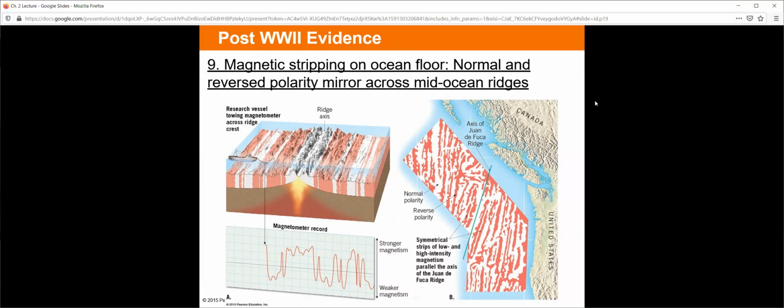So much so that at the same distance, if you're halfway between the ridge and Europe, you have the same magnetic field in the rocks as you have halfway between the ridge and North America. And the coastlines of Europe and North America have the same polarity. What does this mean?